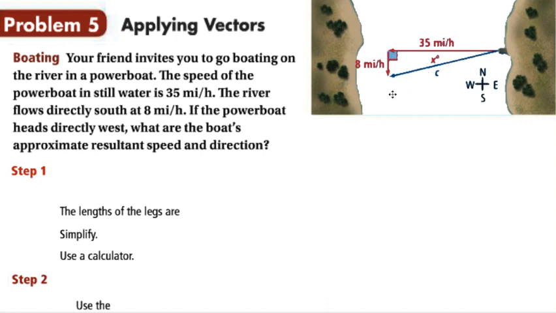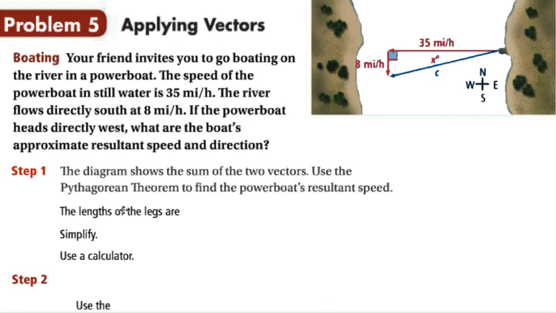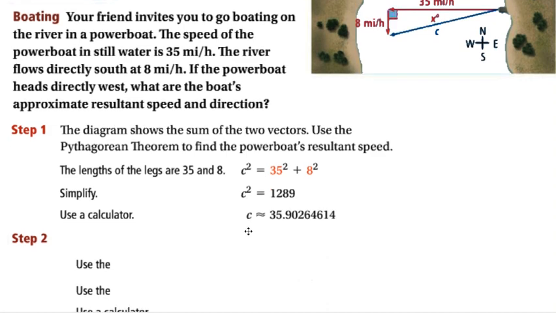Well, the magnitude's easy enough to find, right? We know how to do that using the Pythagorean theorem. So we're going to go ahead and plug those in. c squared equals a squared plus b squared. And then calculating that, we get an approximate magnitude for the resultant vector of 35.9 to the nearest tenth. And then we need to figure out what is that angle x up there.